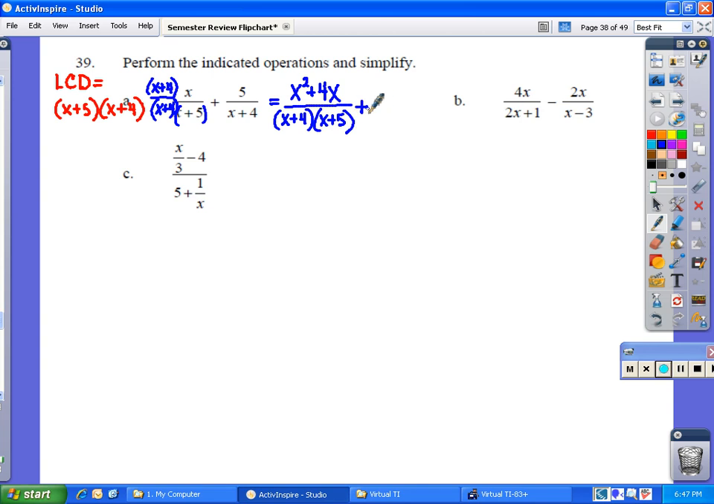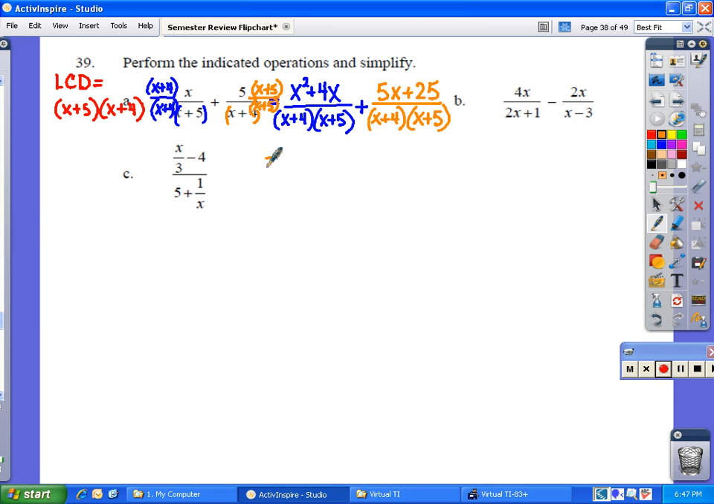Now we need to rewrite the second term with the least common denominator. Notice it has the x plus 4 already, but is missing the x plus 5. If we're going to multiply the denominator by x plus 5, we also need to multiply the numerator by x plus 5. This gives us 5x plus 25 in the numerator, and again, we have the LCD in the denominator.